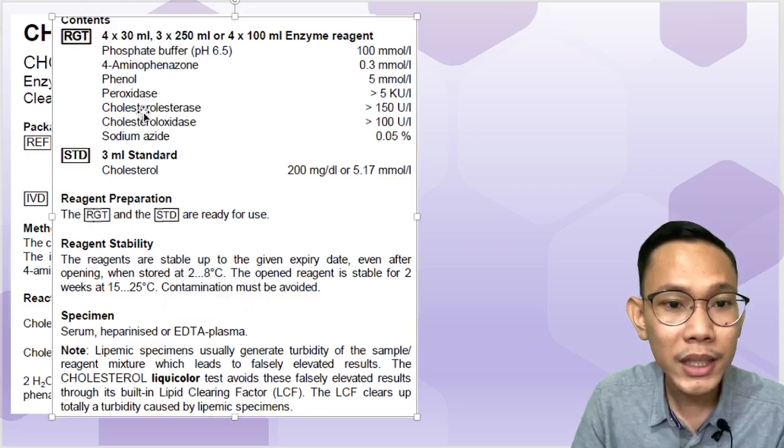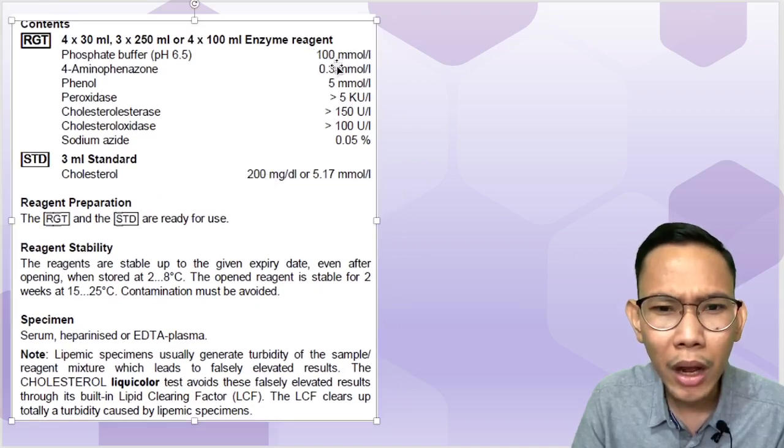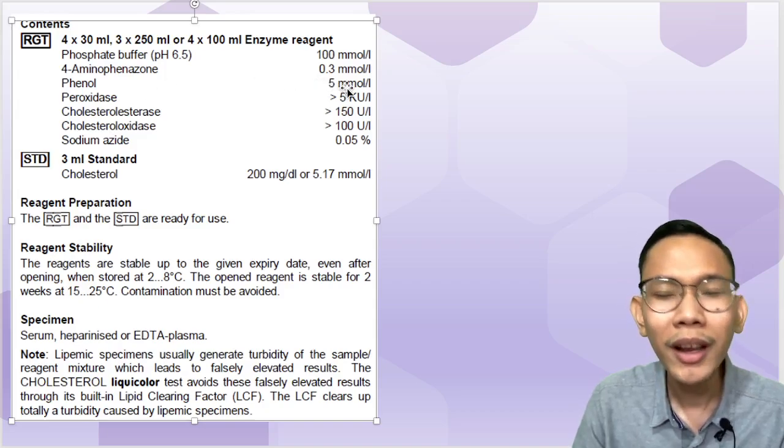So, kindly take note of these different reagents, no need to memorize. No need to memorize this, mga 100 millimoles per liter.